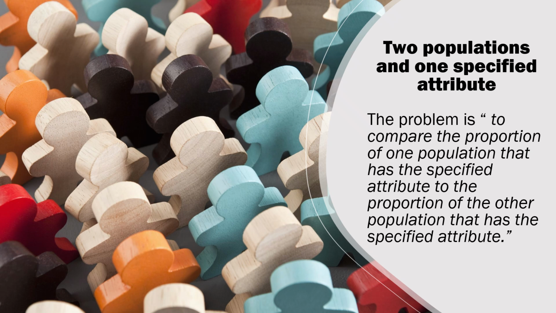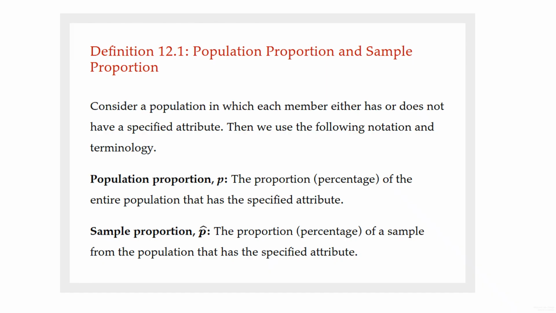So what we have will be two populations and one specified attribute. The problem is to compare the proportion of one population that has that specified attribute to the proportion of the other population that has that specified attribute. And we'll look at some definitions for population proportion and sample proportion.